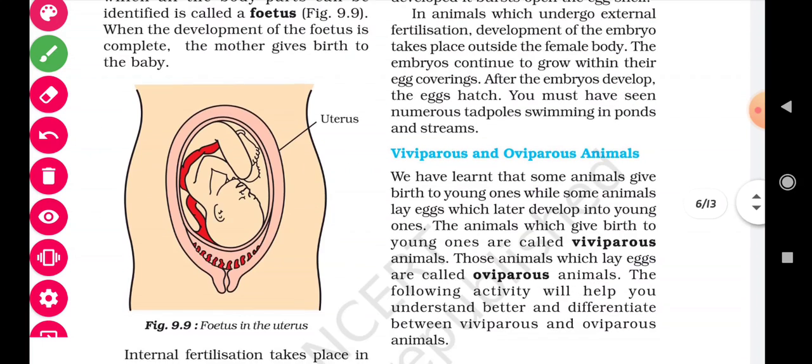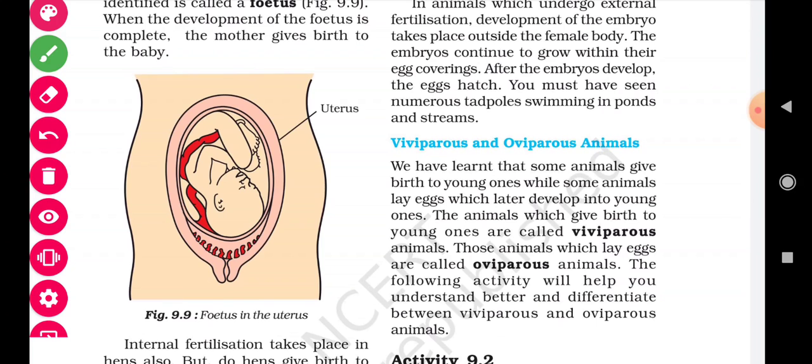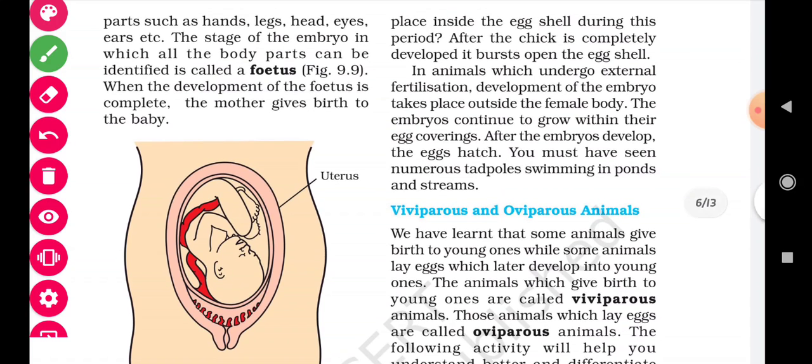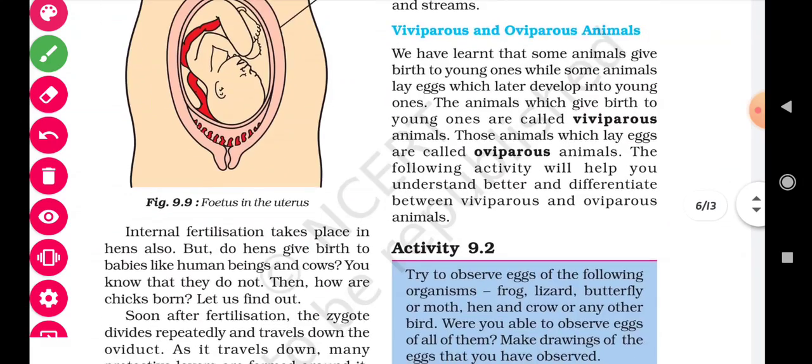Here, inside figure 9.9, the fetus in the uterus means the shape of the baby is gradually taking form. So when the development of the fetus is complete, the mother gives birth to the baby. After a certain period of time, the baby is ready to come out from the mother's womb. So at that time the mother gives birth to the baby.